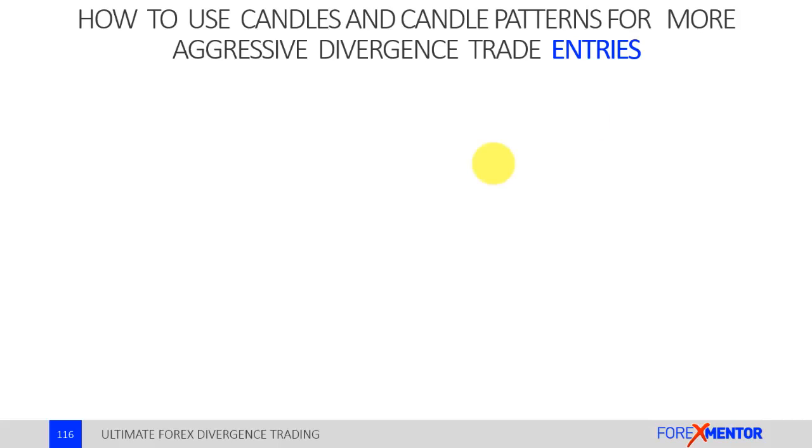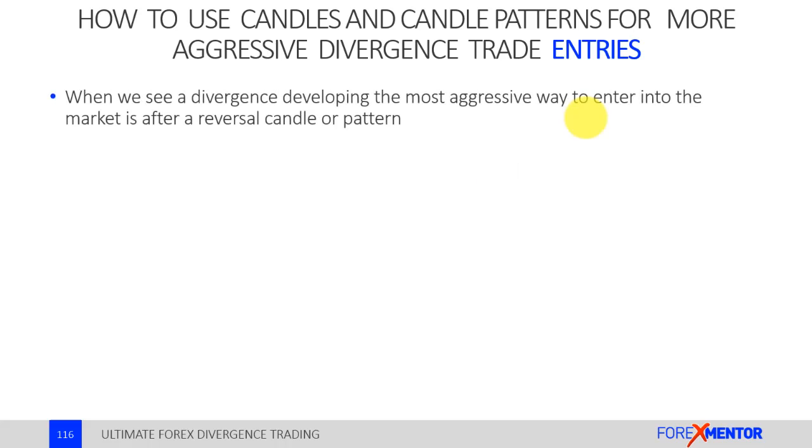If you want an even more aggressive strategy, this is how you want to use candles and candle patterns to enter into divergence trades. When we see a divergence developing, the most aggressive way to enter into the market is after a reversal candle or pattern. This is even more aggressive than the trend line strategy we just showed.